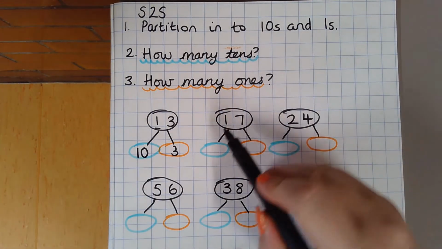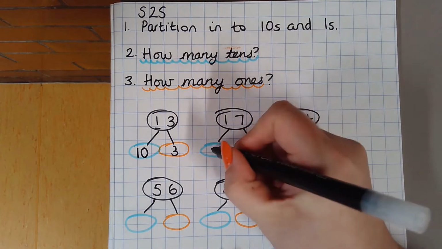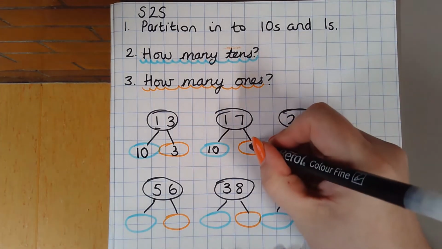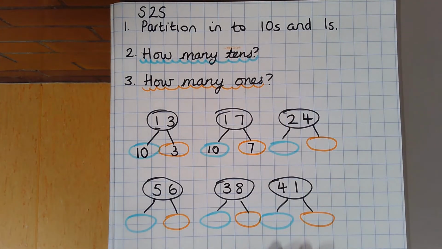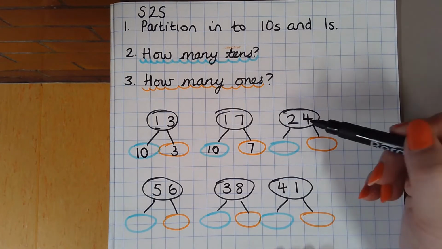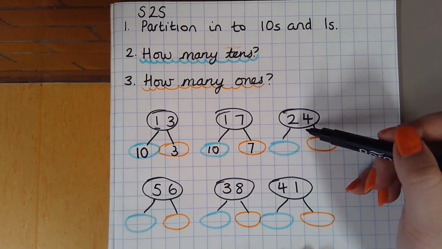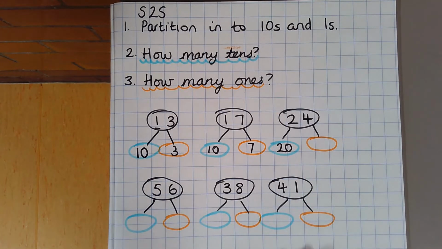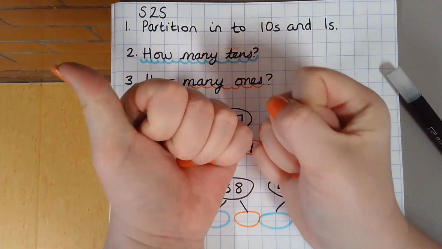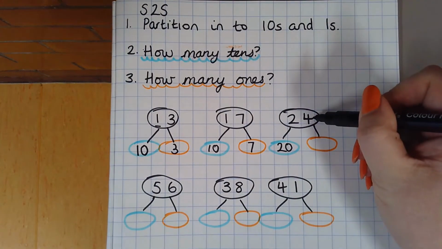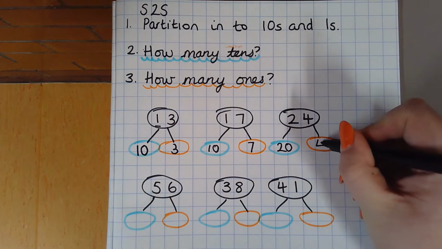My next number. How many tens do I have? I have 1 ten and 1 ten is 10. How many ones do I have? I have 7 ones. Let's do this one together. My next step is, how many tens do I have? I have 2 tens, and 2 tens is 20. And if I didn't know that, I could use my rolling fingers. 10, 20. 2 tens is 20. How many ones? 4. Great.